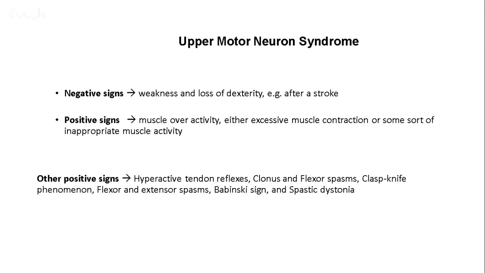They've discussed a lot about upper motor neuron syndromes here, and they're divided into negative signs and positive signs. Positive is what we're dealing with today. Negative is like when you have an acute one, so you're weak and there's loss of dexterity, like just after a stroke. Positive signs are the ones like muscle overactivity, contraction. It includes all of this, like hyperactive tendon reflexes, clonus, flexor spasms, clasp-knife phenomenon, flexor and extensor spasms, Babinski sign, and spastic dystonia.